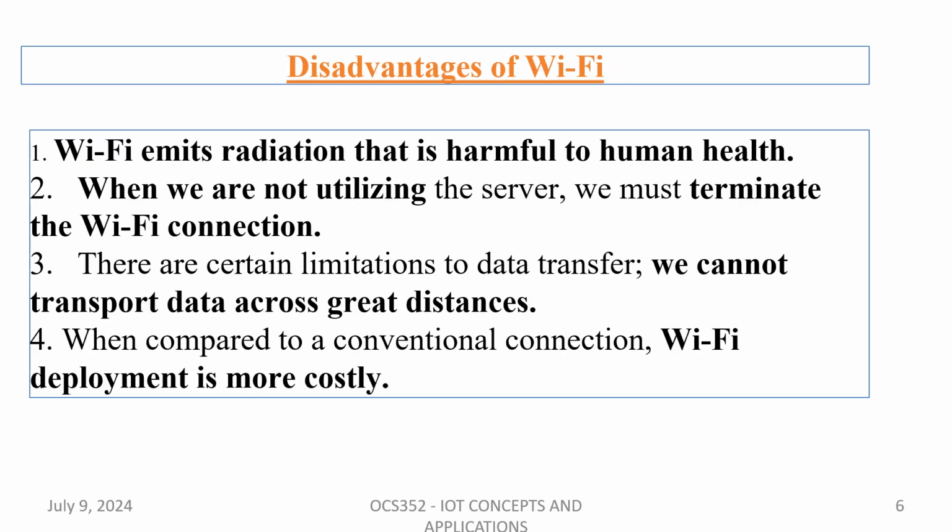Disadvantages of Wi-Fi: Wi-Fi emits radiation that is harmful to human health. When we are not using the server, we must terminate the Wi-Fi connection. There are certain limitations to data transfer. We cannot transport data across great distances. When compared to conventional connections, Wi-Fi deployment is more costly.